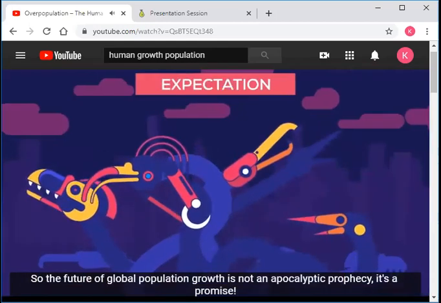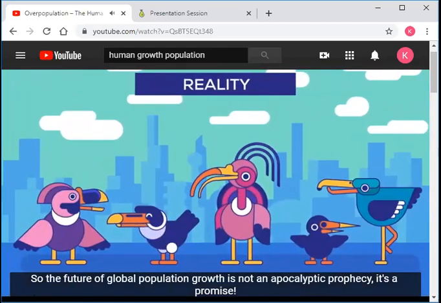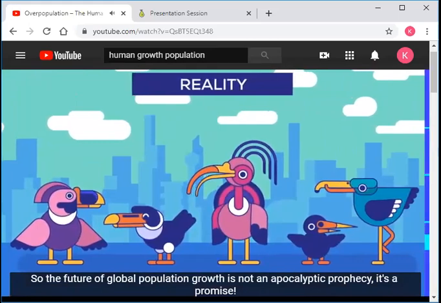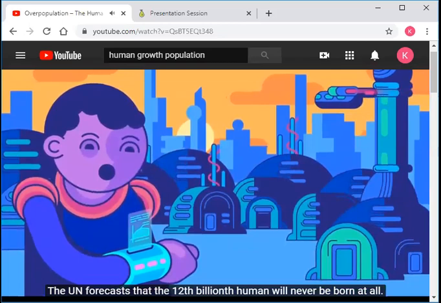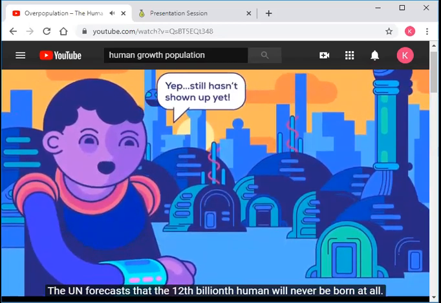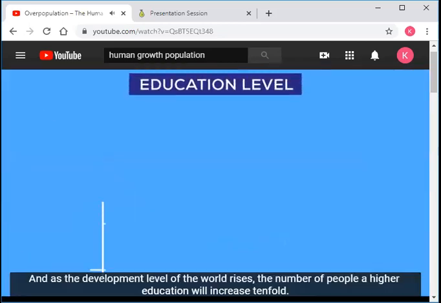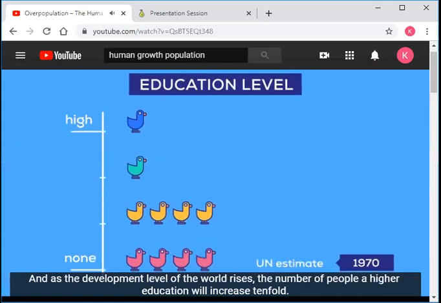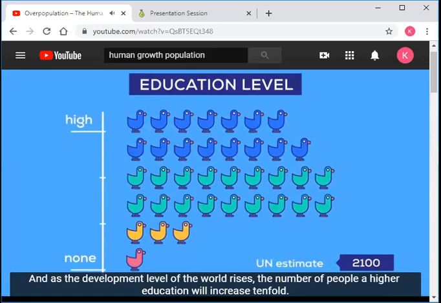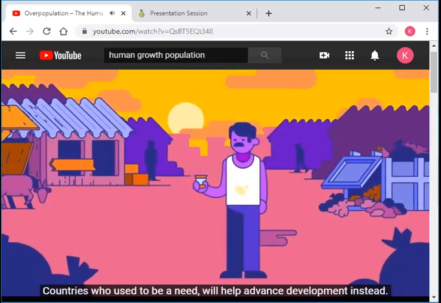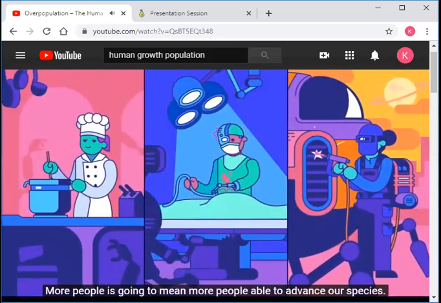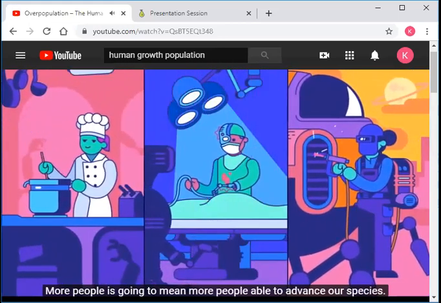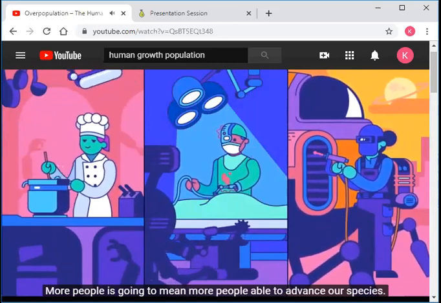So the future of global population growth is actually not an apocalyptic prophecy at all. It's a promise. Population growth will come to an end. The UN forecasts that the 12th billionth human will never be born at all. And as the development level of the world rises, the number of people with a higher education will increase tenfold. Countries who used to be in need will help advance development instead. More people is going to mean more people able to advance our species.